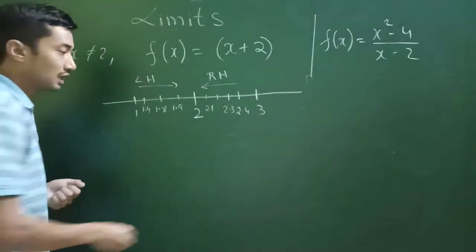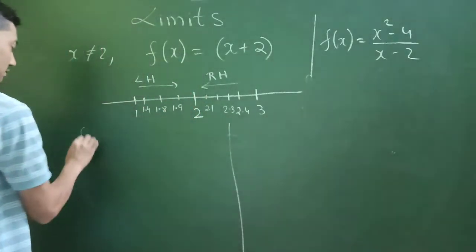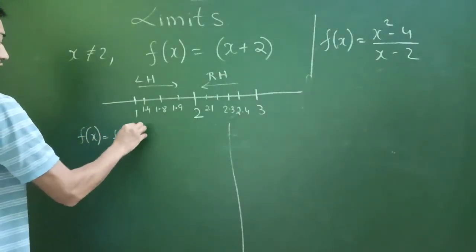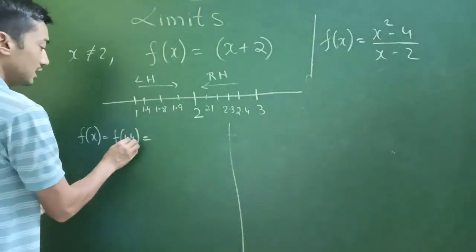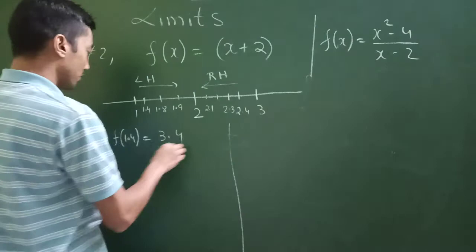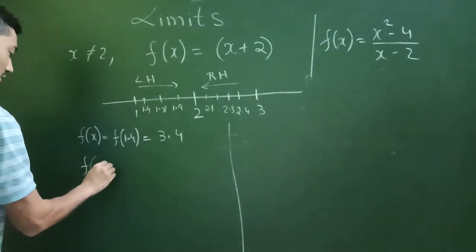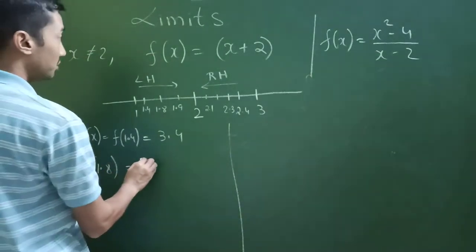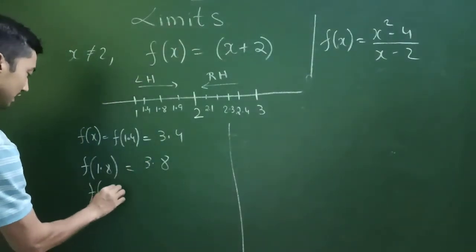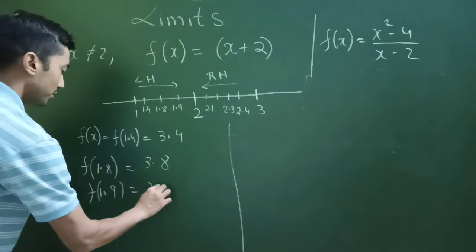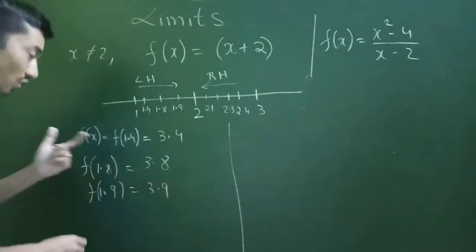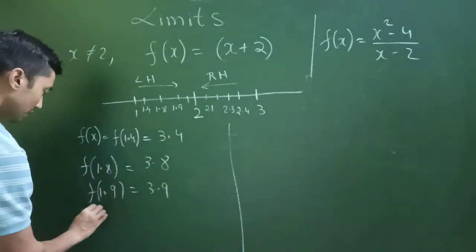Something like that. So let's see what happens to the value of the function as we approach from 1.4 towards 2 from the left hand side. In that case we'll have 1.4 plus 2, so that's going to be 3.4. What about at 1.8? That's 1.8 plus 2, that's 3.8. What about at 1.9? That's going to be 3.9. What if we get closer to it again, more closer?